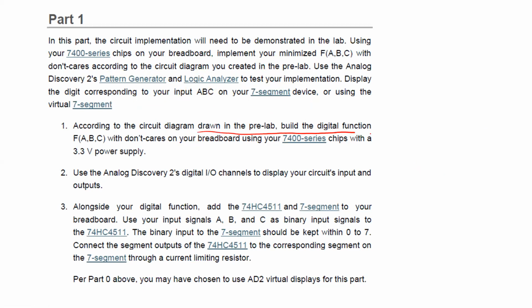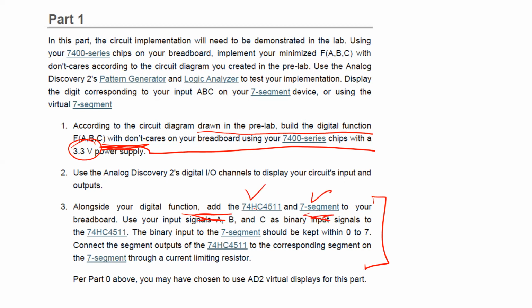According to the circuit developed, you need to build this circuit. Okay, the most simplified one, and you have to use 3.3 volts power. Then, if you want to use the real 7 segment, you need to use the 7 segment and also the driver as I explained before. Again, if you want to use the virtual one, it should be okay.